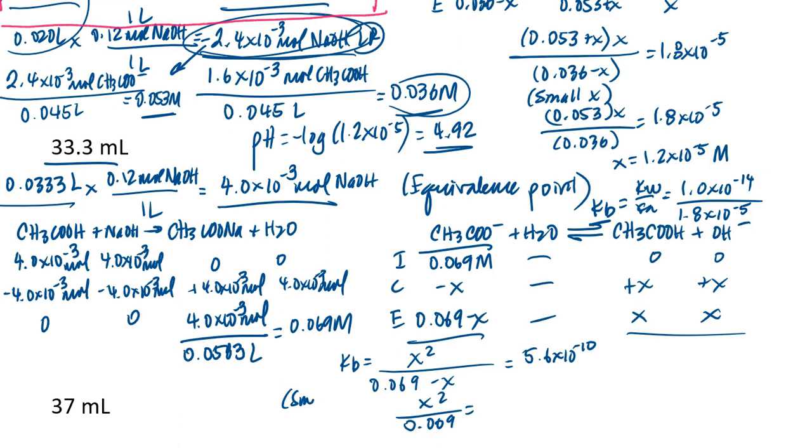So again, assuming small x, that's 5.6 times 10 to the negative 10. If I solve, then X ends up being 6.2 times 10 to the negative 6 molar. Again, calculating out the percent ionization for this step just to check that our assumption is valid, I end up with 0.009%. I'll leave you to check that. But essentially that means our assumption is valid.